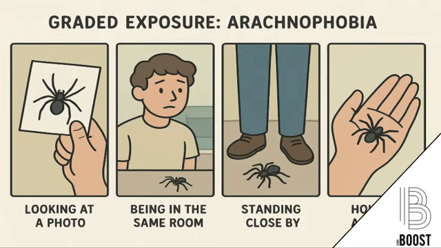So in the case of arachnophobia, you would first look at a photo of a spider, and if you really have a phobia, your body might tense up and really act like there is danger. Until after a time, you might notice, hey, it's just a photo. Nothing is going on. I'm not in danger. Your body might relax. The next step is, for example, being in the same room as a spider. And then you might stand close to it, or you might even hold it. In graded exposure, we're going to gradually expose you to the things that you fear.